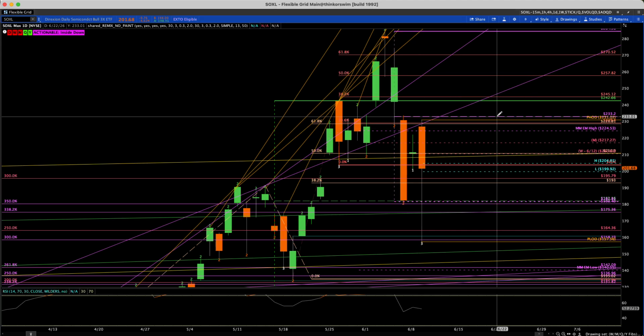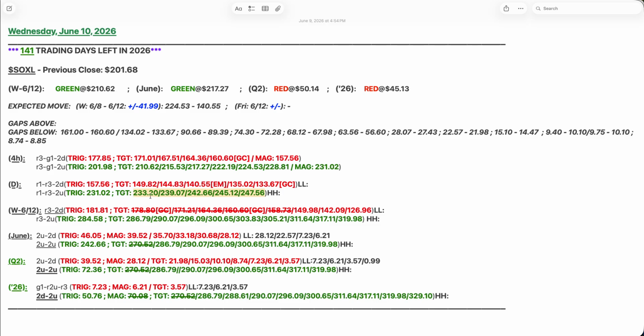On the 4 hour, we talked about the 3-1-2 down possibility triggering at 177.85, magnitude being all the way down there at 157.56. So we've got a couple intermediate targets here for you where price could either bounce or go sideways, including another gap close down here at 160.60. If we do happen to push back to the upside and trigger this 3-1-2 up, that will trigger at 201.98. Magnitude is $30, so you better believe we've got some intermediate targets here for you where price could either go sideways or reject. All right, if we do reject, it's a lower high. Just keep that in mind.